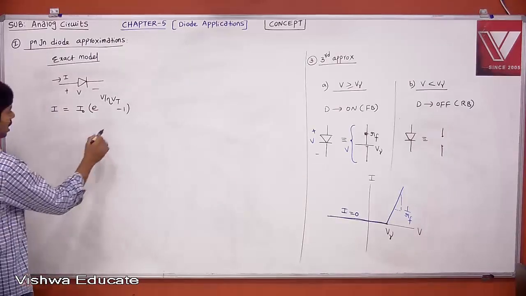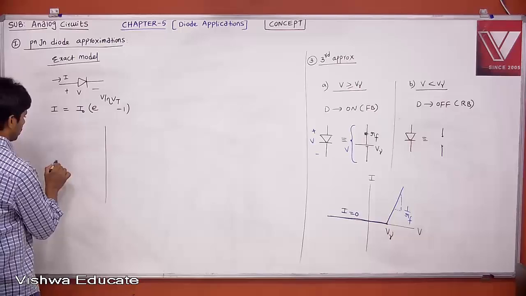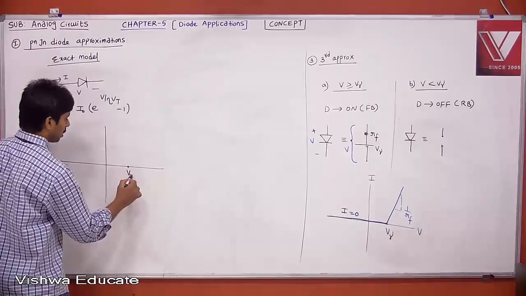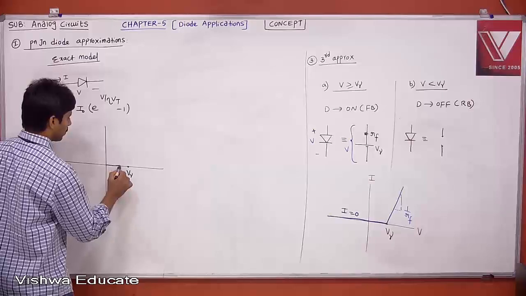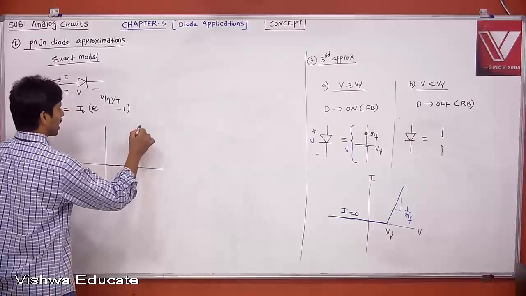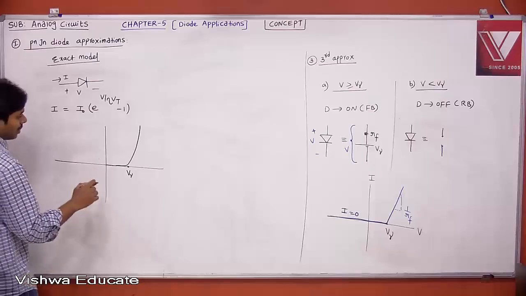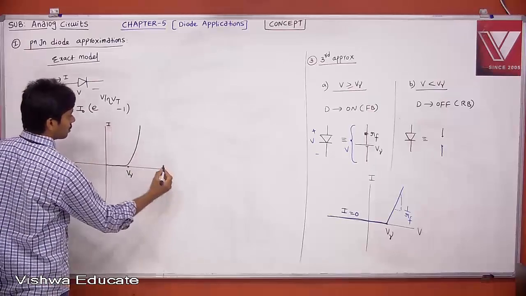Then if you ask me, up to V gamma the current is not significant. From V gamma, your current increases exponentially. But remember, this is a non-linear curve. Okay? And then reverse bias, this is your I and this is your V.